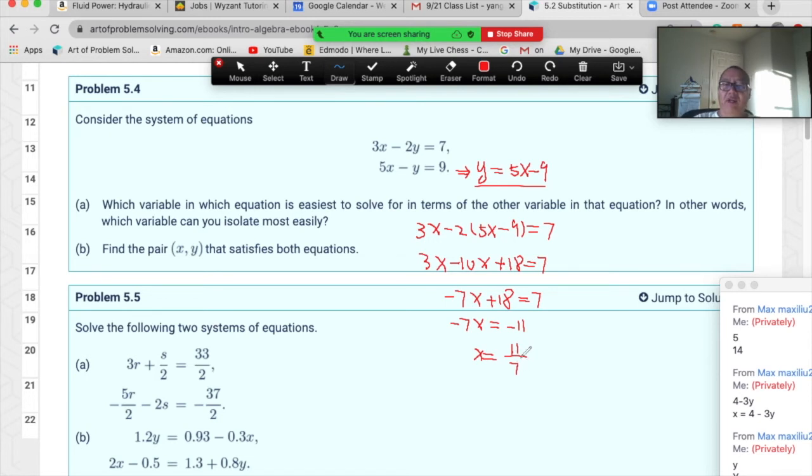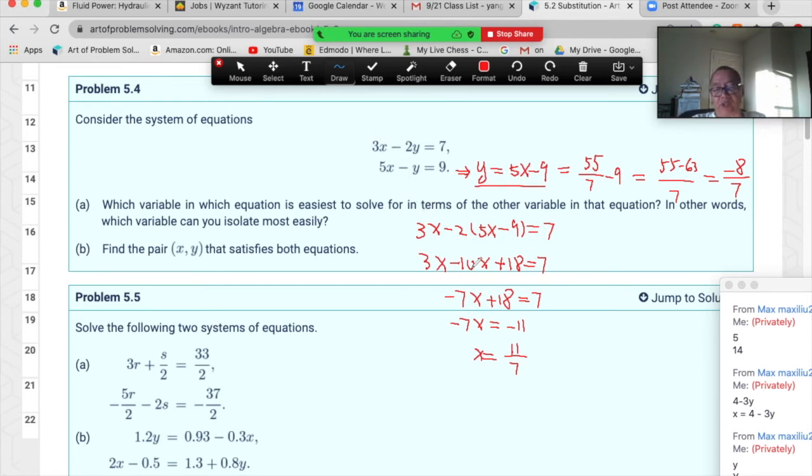Now let's plug x back to here. We can find y. So that's 55 over 7 minus 9. Then we can write this as 55 minus 63 over 7, so this equals negative 8 over 7, right? Look, this number is not easy. Maybe we did it wrong, right? Now we need to check.